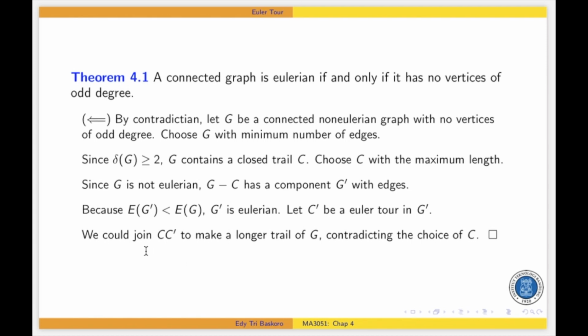So we could join C and C prime. C is the closed trail of G with the maximum length, and C prime is an Euler tour in G prime. So if you join C and C prime, then you will have a longer trail of G. This is a contradiction to the choice of C as the maximum length closed trail in G.